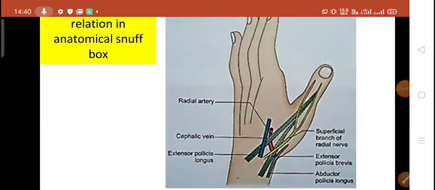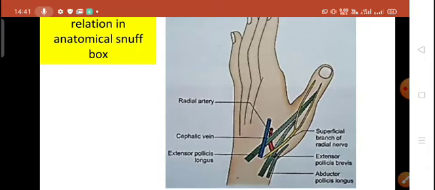In this session we will discuss the ulnar and radial artery in the hand. Let's discuss the radial artery first. At the wrist, the radial artery curves dorsally on the lateral side of the wrist.